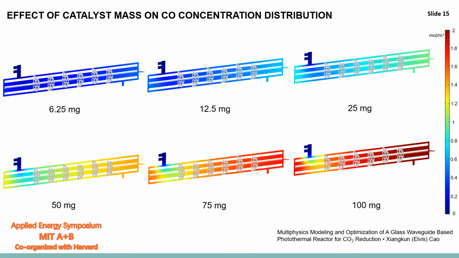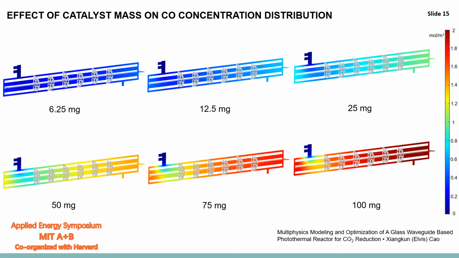Then we study the effect of catalyst mass. Different from the flow rates, the catalyst mass will not affect the pressure distribution. So here we only focus on how it affects the CO concentration distribution. We studied six levels for the catalyst mass, from 6.25 milligram to 100 milligram.